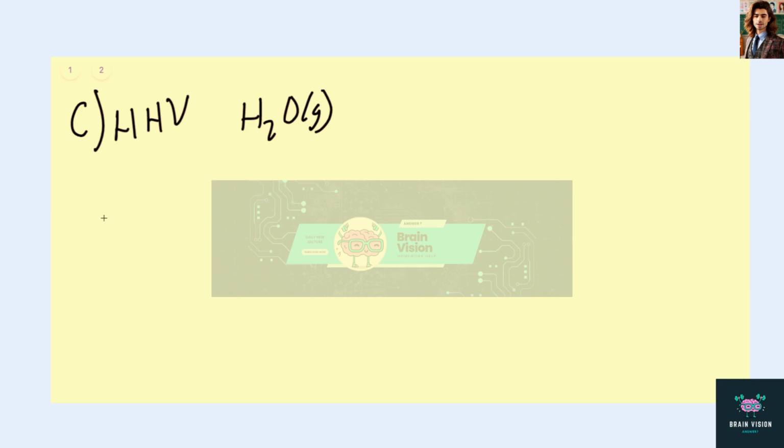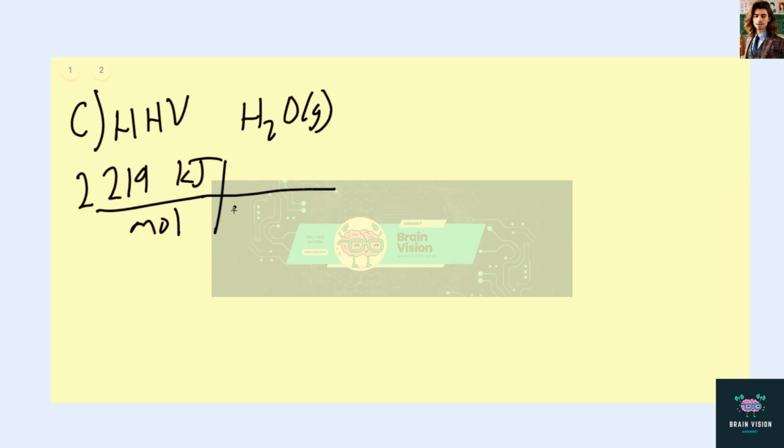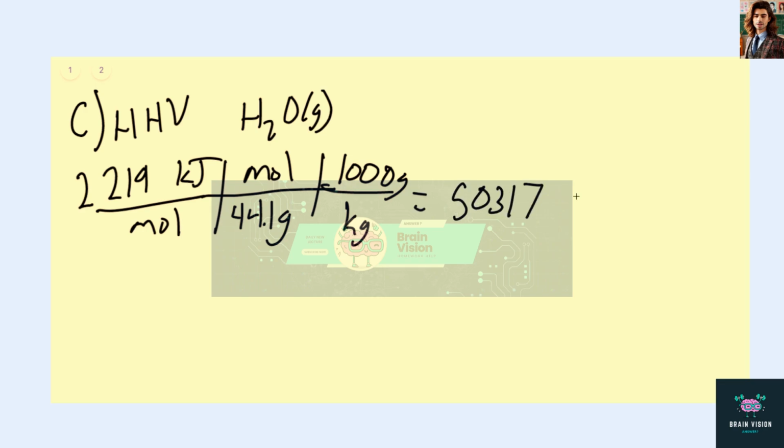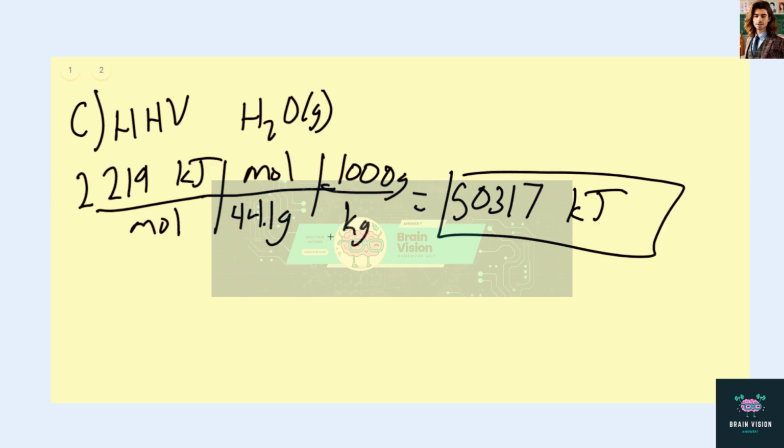And then it asks us to determine the amount of heat released from 1 kilogram of propane. So we start out with our 2219 kilojoules per mole. We divide by the molar mass of propane, 44.1 grams per mole. And then we just convert grams to kilograms. And then we get our answer as 50,317 kilojoules of energy released from 1 kilogram of propane.